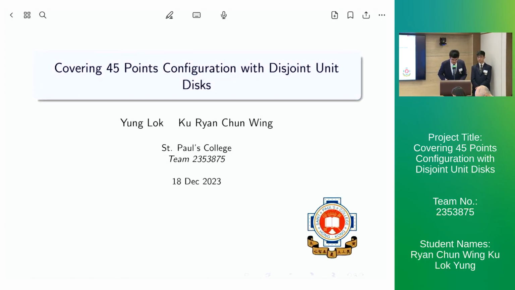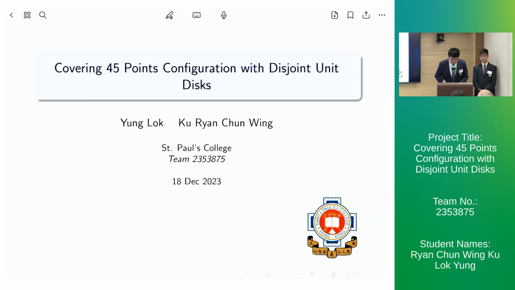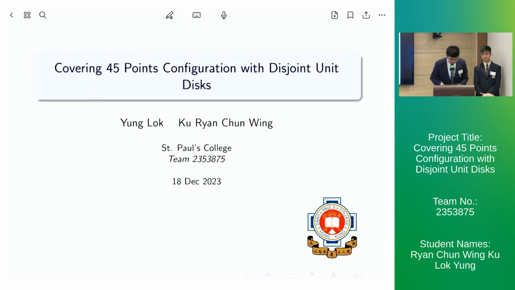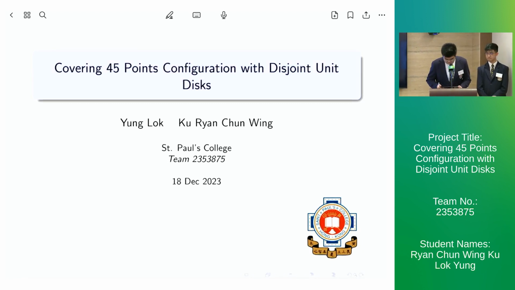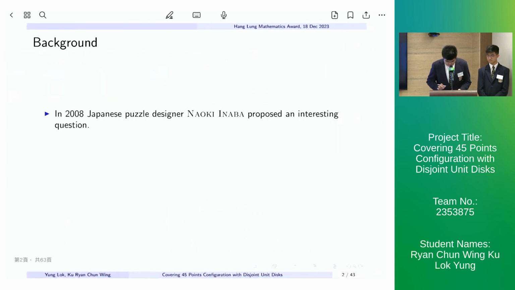We are from St. Paul's College, and today we are glad to have a chance to talk about our research paper about covering a 45-point configuration with disjoint unit disks.